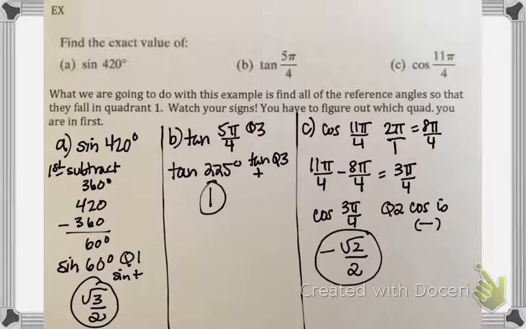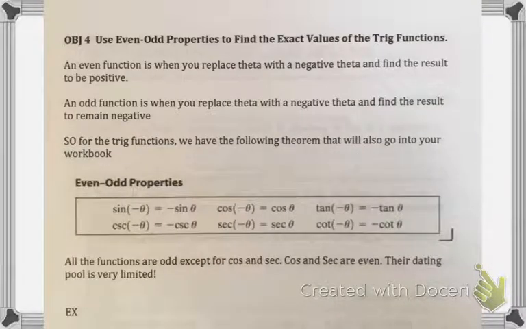And there you go. That is your answer. Okay, hang in there, guys. Almost done. Objective 4, last objective of the section, even odd properties. Okay, let's look at sine, cosecant.